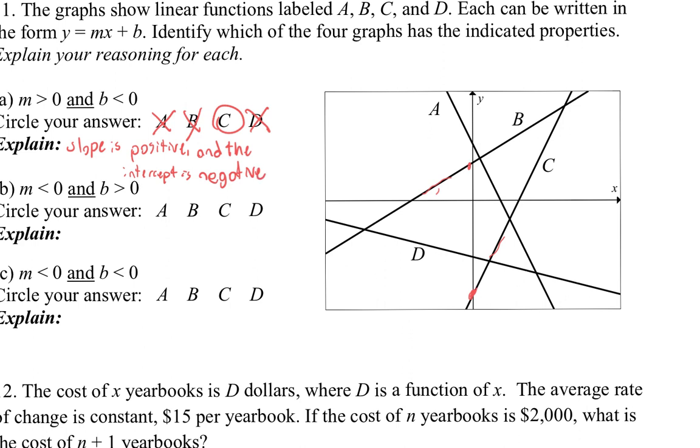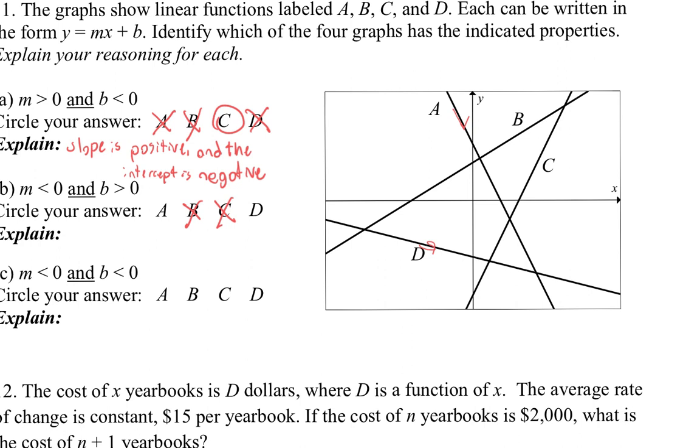Okay. Now going on to part B. Now it's saying that the slope is now less than 0, and our y-intercept is greater than 0. So slope is less than 0. That means it has to be decreasing. Well, from before we know that A has a negative slope, and so does D. So it means it has to be one of those two. So we can rule out B and C.